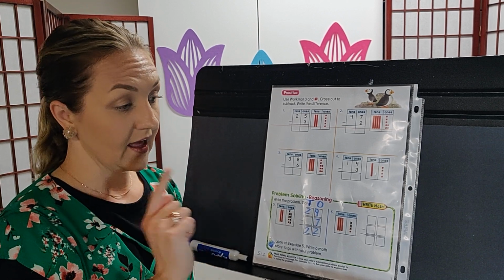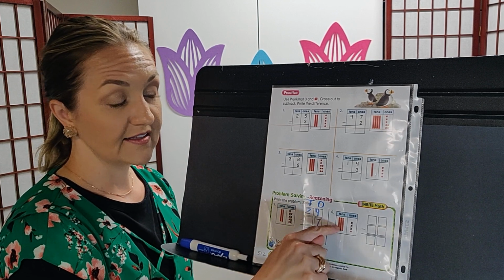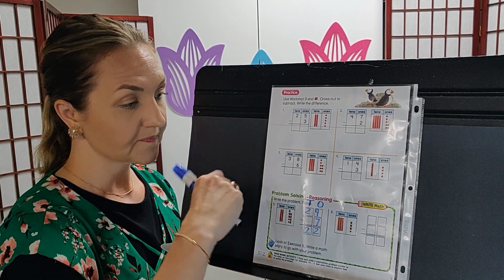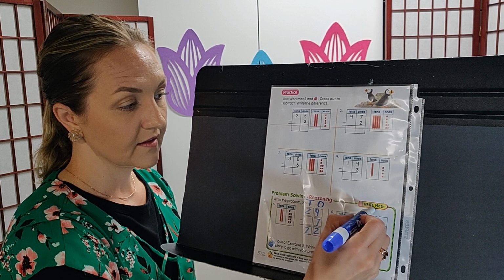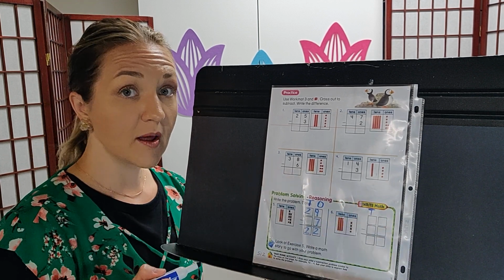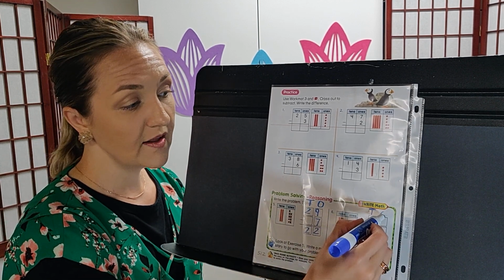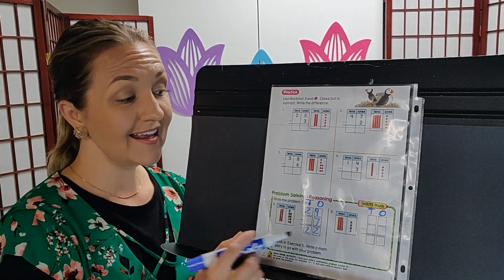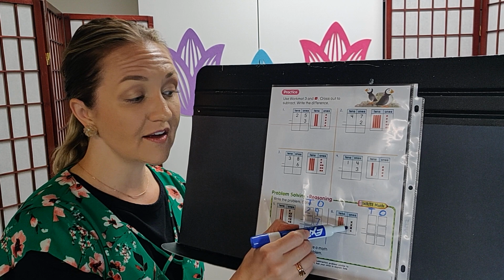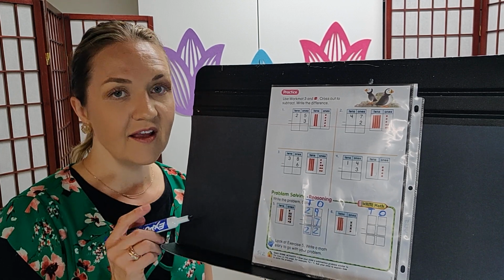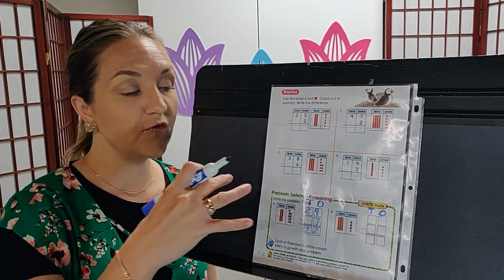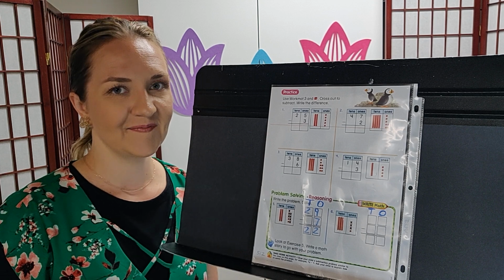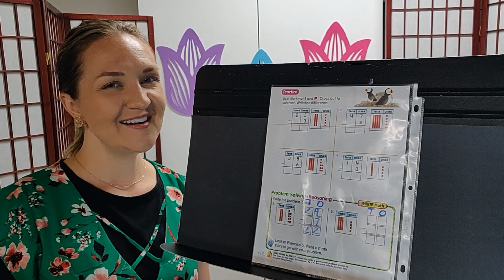Remember, line up the numbers for tens in the tens column. Line up your numbers for your ones in your ones column. And at the very beginning, even if the cube is crossed out, you still need to count it because you had it at the start before it was taken away. Go ahead, try it on your own. I know you can do it.